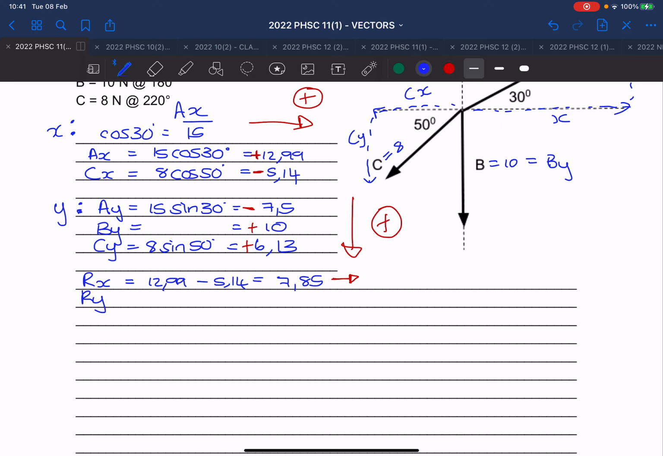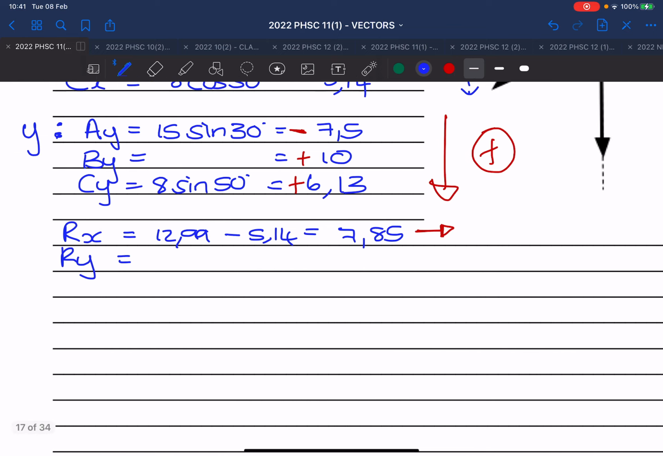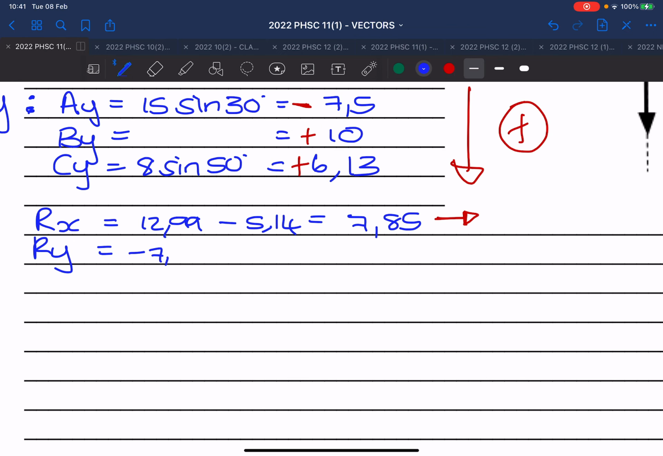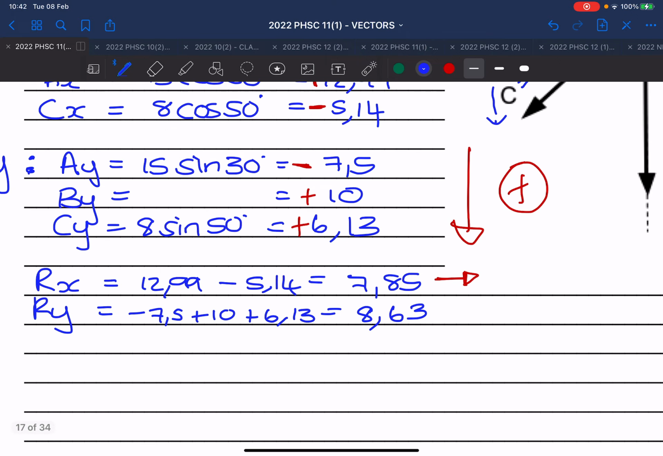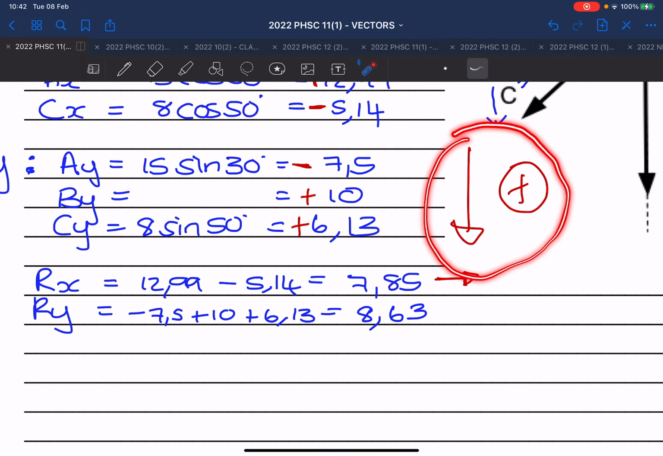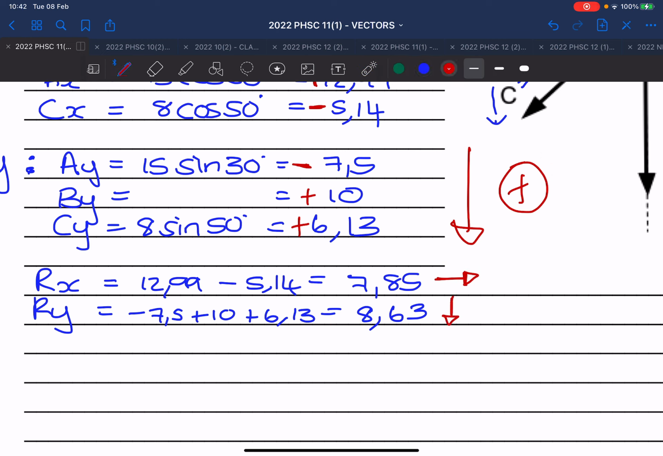Then if I look at all my Y values, I have negative 7.5 plus 10 plus 6.13. That gives you 8.63. And because we chose down to be positive, and because our answer is positive, it is down. Are you all with me?